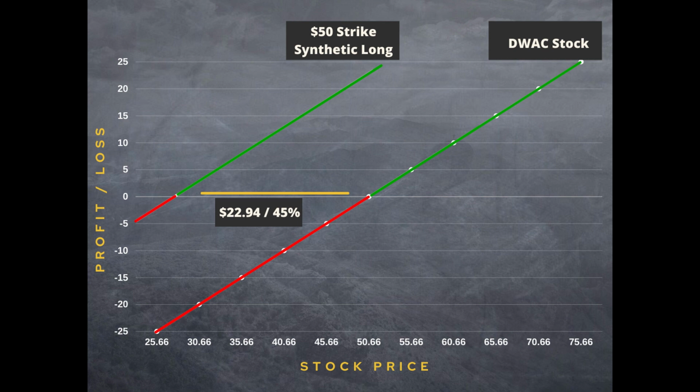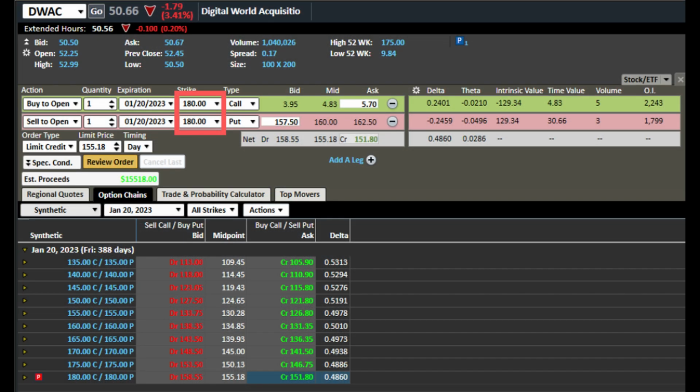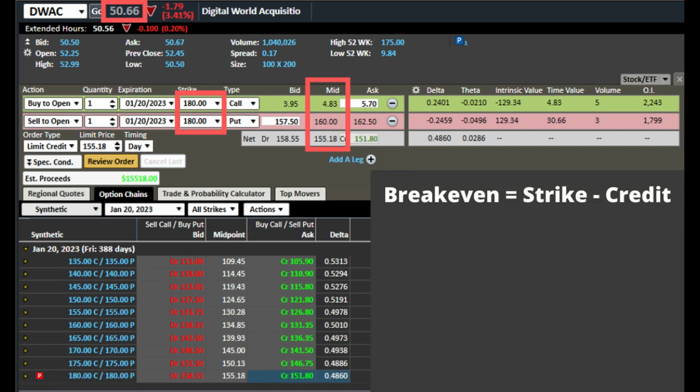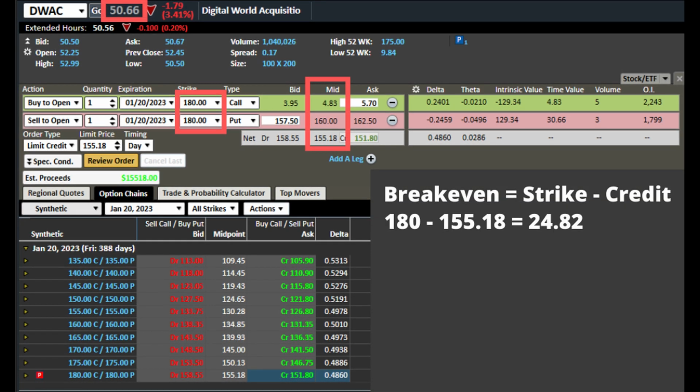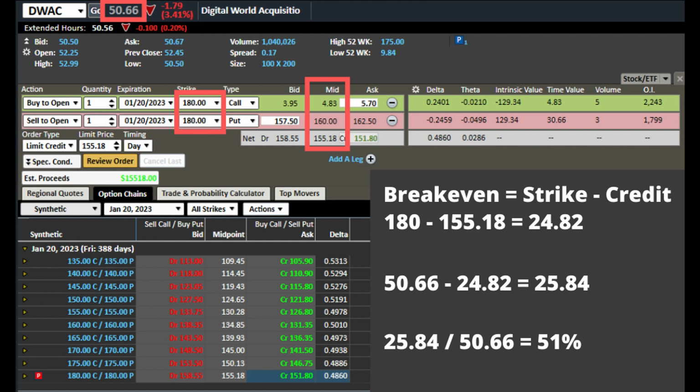But there's a way to get this outperformance number even higher than 45%. To do that, we just need to raise our strike from 50 to 180. This gets you a credit of 155.18, which means the break-even is 24.82 versus the 27.72 it was before. That's 25.84 lower than the current price, or 51%, rather than 22.94 or 45%. However, there is a potential downside to raising the strike like this, but I'll get to that later in the video.